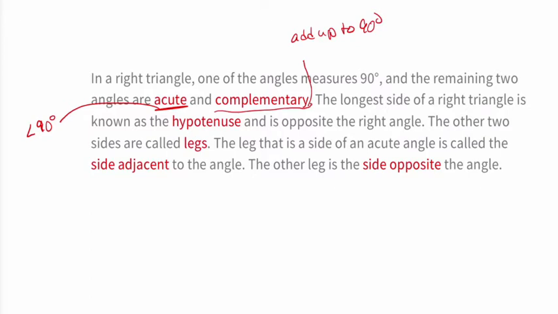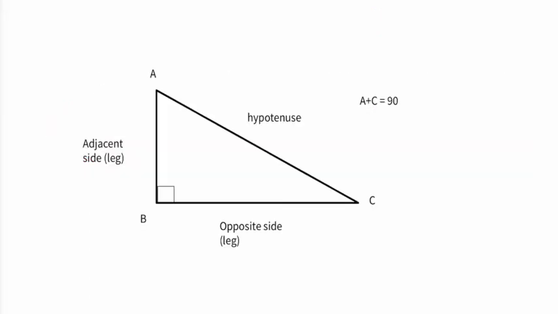The leg that is a side of an acute angle is called the side adjacent to the acute angle. The other leg is the side opposite the angle. So, if we are looking at this angle A, this would be the opposite side, and this is the adjacent side, and this is the hypotenuse. Angle A and angle C add up to 90 degrees because they are complementary.